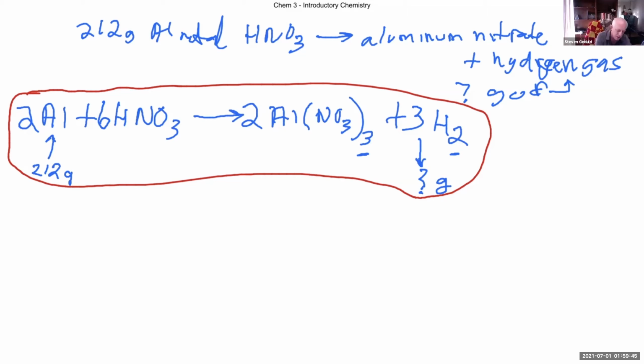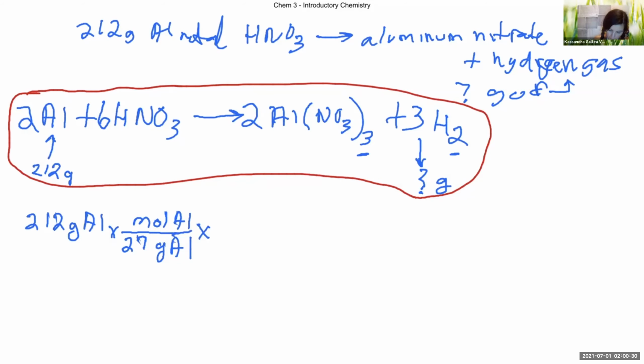So write down what we're starting with. We're starting with 212 grams of aluminum. So I need to convert that into moles of aluminum. We got to get to moles to use our chemical equation. So how many grams of aluminum are in 1 mole? What's aluminum weigh? Aluminum weighs 26.9998, something like that. 27. So aluminum weighs 27 grams per mole. So far, so good?